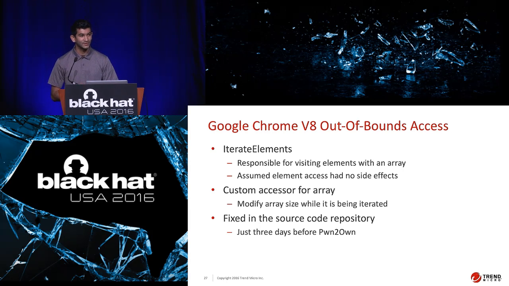The vulnerability itself is in iterate elements. And the issue is in an assumption that accessing elements of an array is safe. They knew that accessing elements of other objects is unsafe, and so they had an explicit check to make sure that they were not acting on any other type of object. But array access was actually not as safe as they thought, in that you could add a custom accessor method, a getter method, that would execute whenever you access any given element.